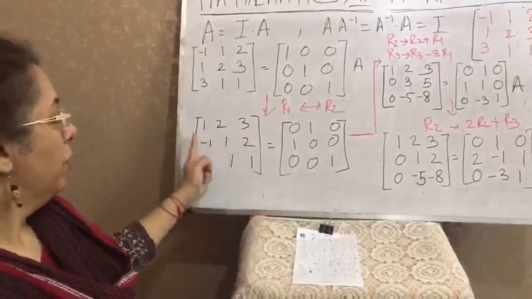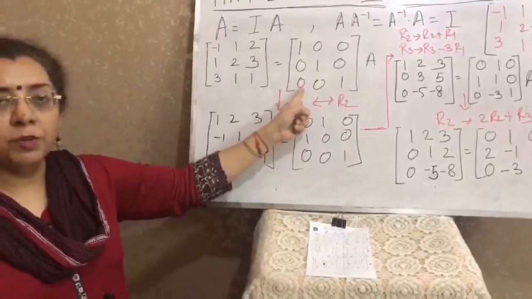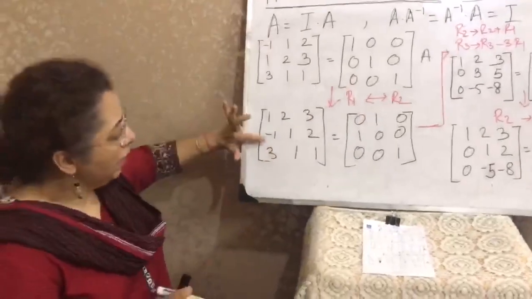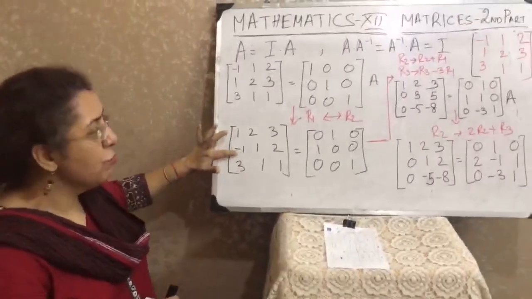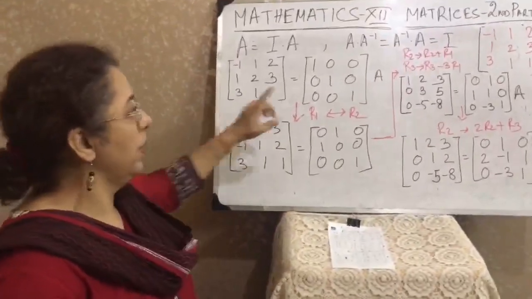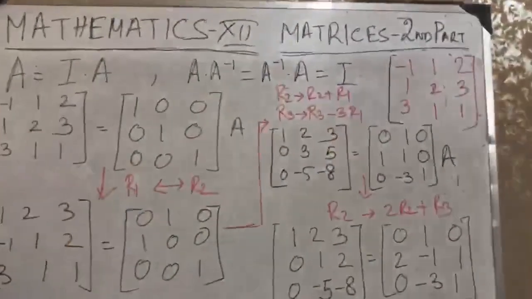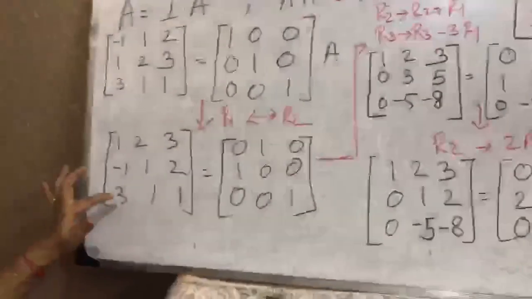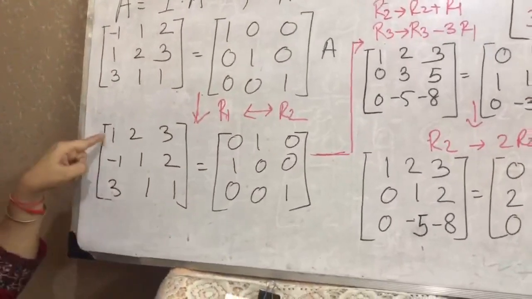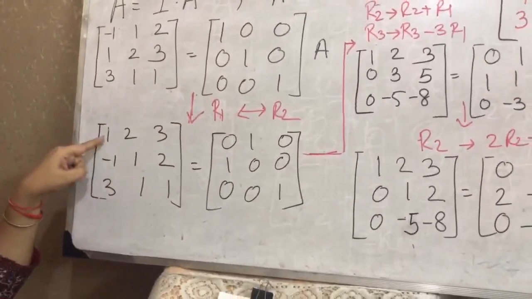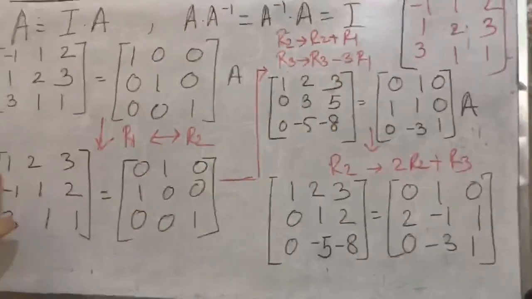Now, these two elements are to be made 0 if I want to convert into a unit matrix. So, how to make? If I make minus 1 plus 1, I will get a 0. That means R2 goes to R2 plus R1. R2 goes to R2 plus R1 will give me a 0. And this is a 3. Then if I subtract a 3 from here, I will get a 0. That means this minus 3 times of this will give me a 0. That's why I have written R3 minus 3 into R1.